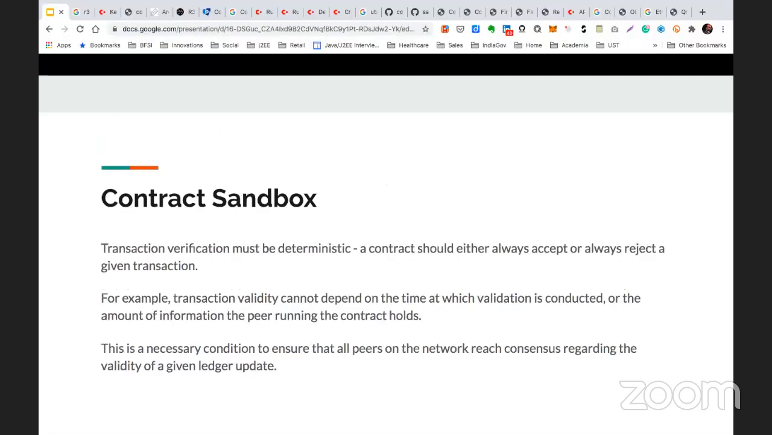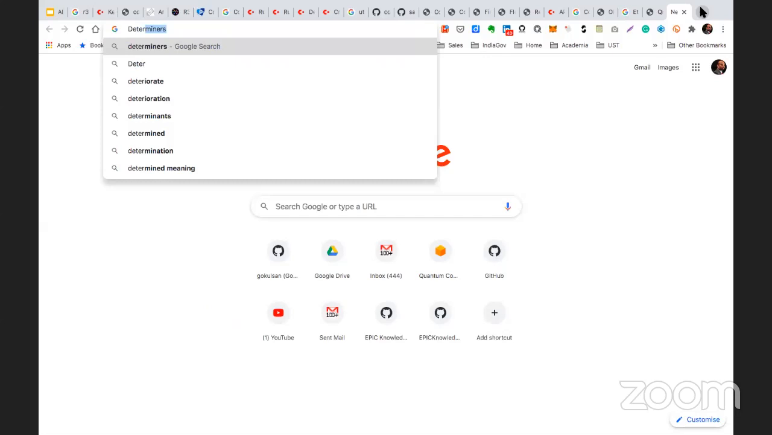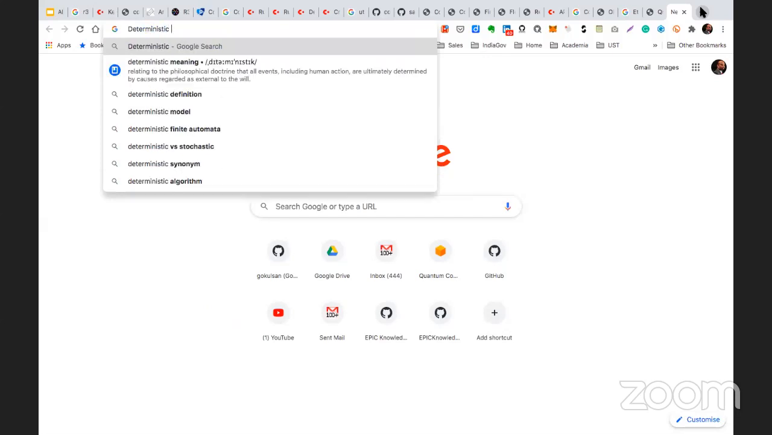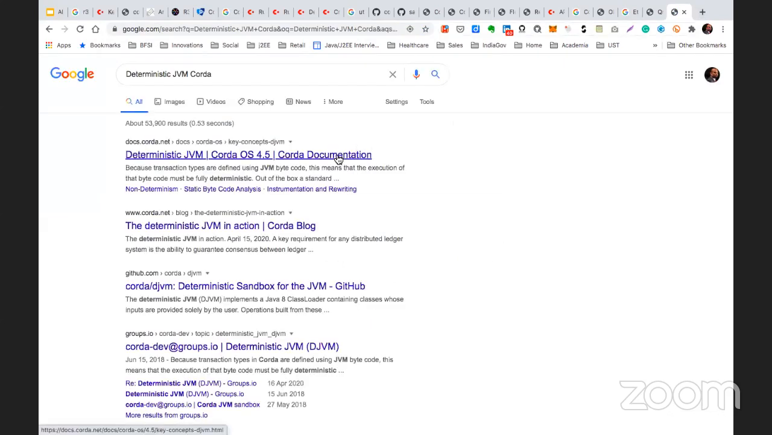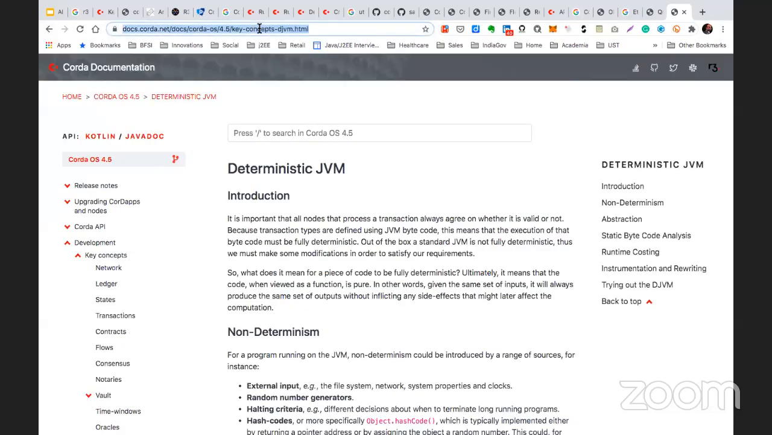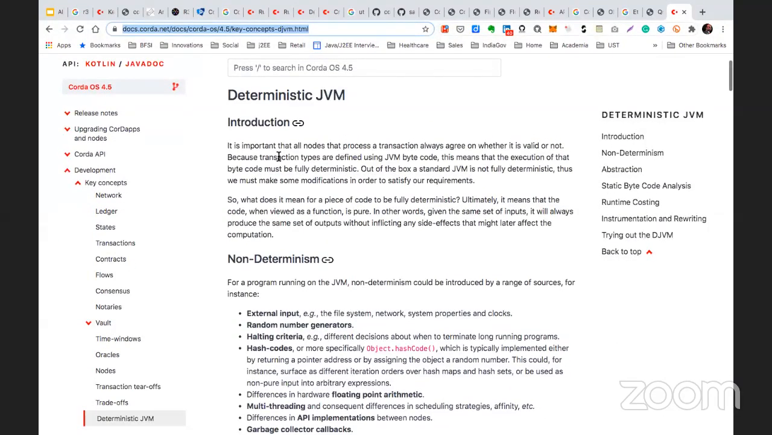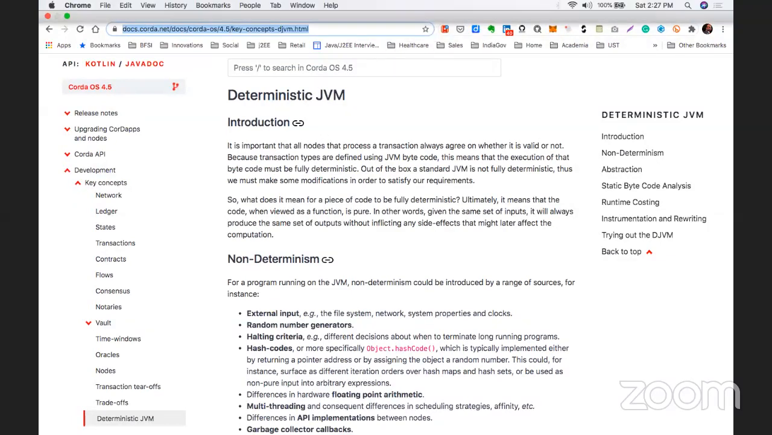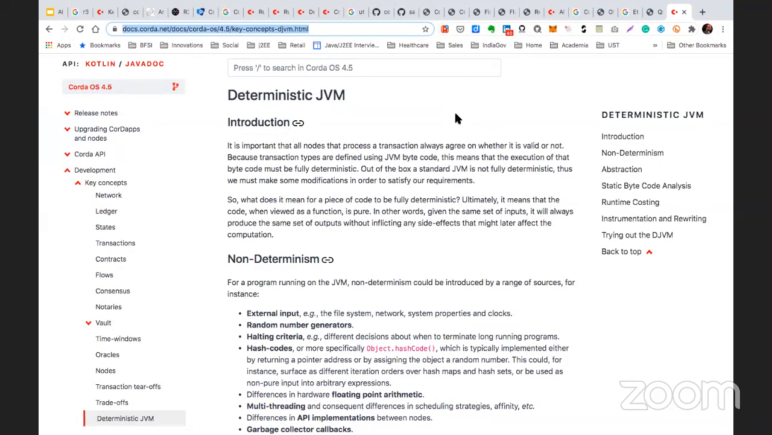You can read more about deterministic JVM here. Let's say deterministic JVM Corda. Yeah, there are a lot of articles on this. I will give you this example, right? What are the chances of non-determinism? It is important that all the nodes... let me give this data here. Corda uses deterministic JVM.